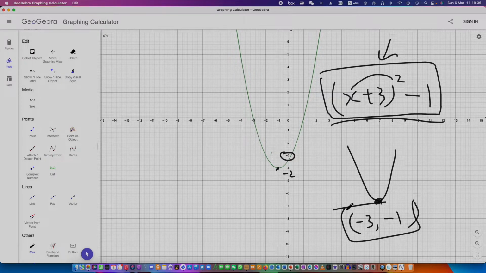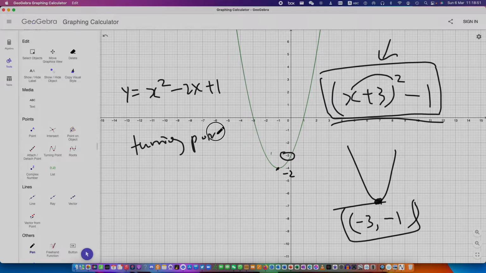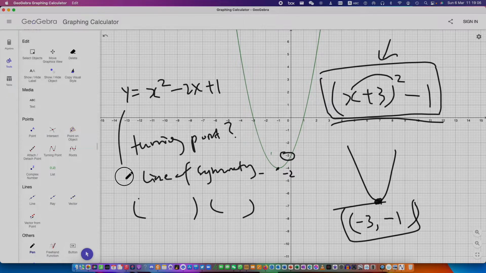So meaning, when you get a question, let's say y equals x squared plus minus 2x plus 1, they will not say, please use completing the square. No, they will not say that. They just ask you, hey, what is my turning point? Then you have to quickly think, hey, what can I use?